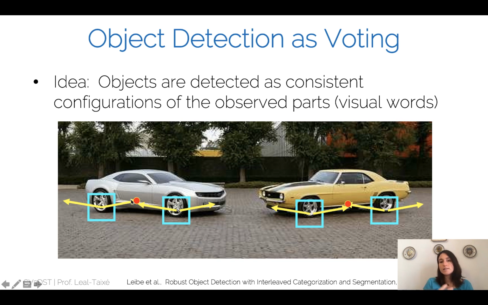And I know that the center of the car is always going to have the same relationship with respect to the wheel, more or less. Therefore, I'm going to cast votes from the wheels of the car, the window of the car, the back of the car, the front of the car. They're all going to cast votes to the center of the car. And by detecting these peaks, I'm going to be able to know if there was indeed a car there or not.